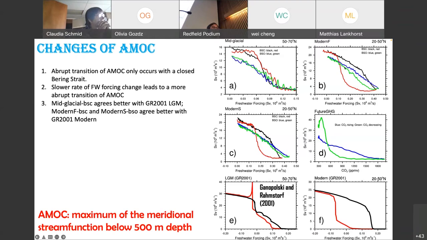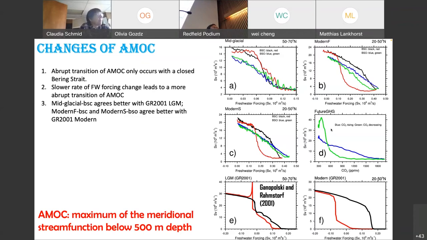For the simulation with a closed Bering Strait, we have a clear hysteresis: the AMOC initially weakens slowly, then it collapses, for all these closed Bering Strait simulations. And when freshwater forcing decreases, it stays in the off mode for a while before it restarts again. This simulation actually agrees much better with previous simpler model results under modern conditions, where the Bering Strait is closed, showing this hysteresis behavior. Under the glacial condition, where the freshwater forcing is in the subpolar North Atlantic, you will see a much narrower hysteresis loop. So you may ask, why does the open Bering Strait not have a hysteresis, but the closed Bering Strait does?